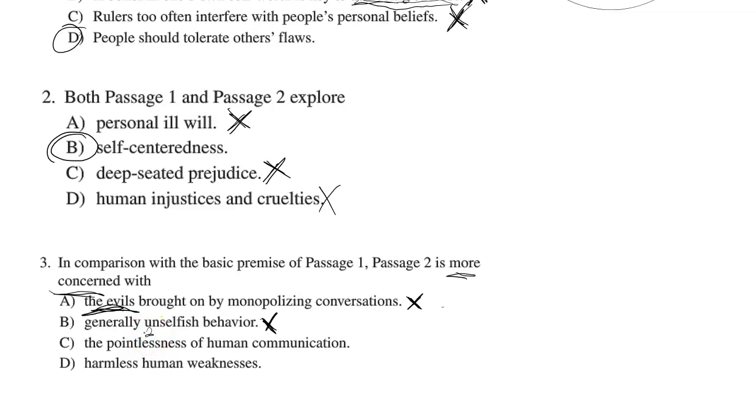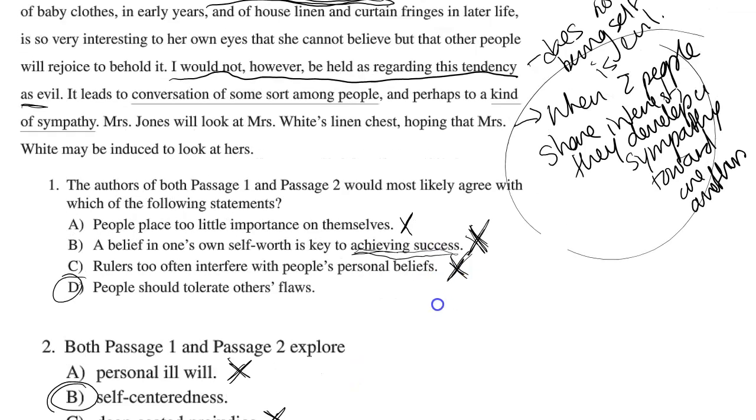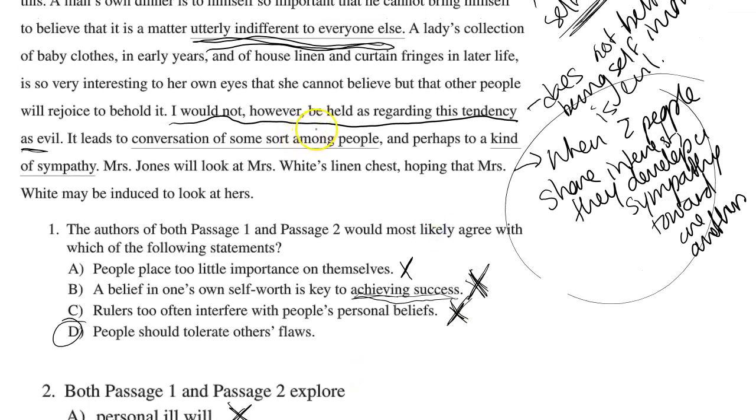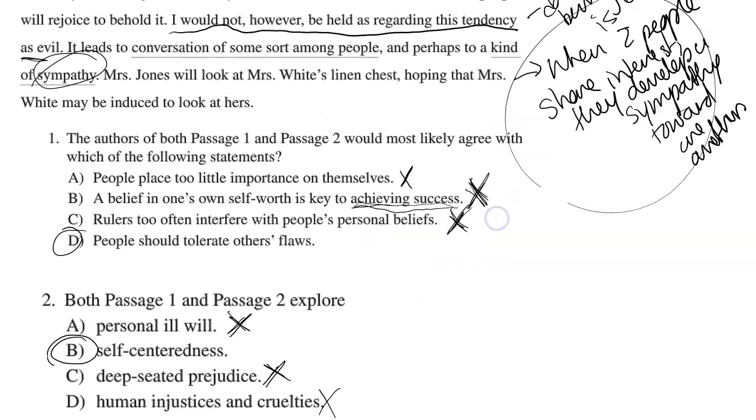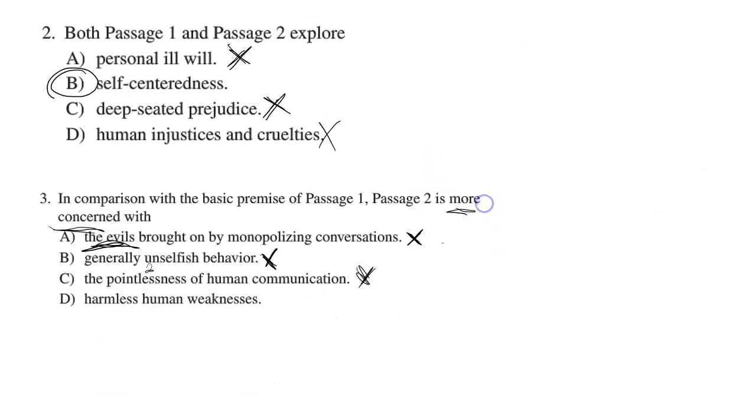C, the pointlessness of human communication. No, because he concludes at the end, I would not, however, be held as regarding this tendency as evil. It leads to conversation of some sort among people and perhaps to kind of sympathy. And so he actually does agree with communication. And we see that with how, because we're so self-involved and everyone has their self-interest, we can bond over that and actually communicate about that.